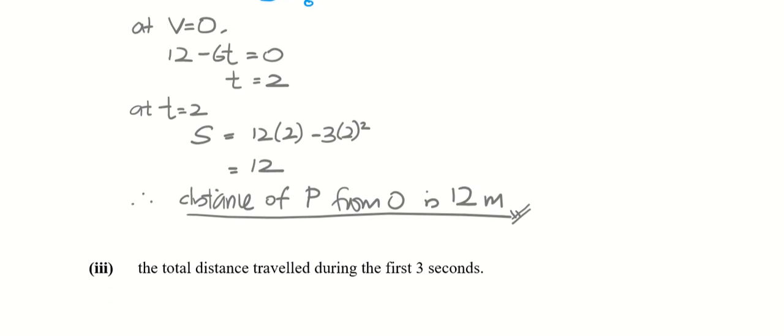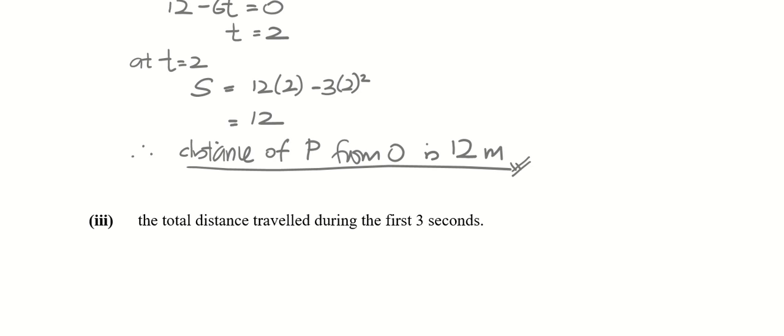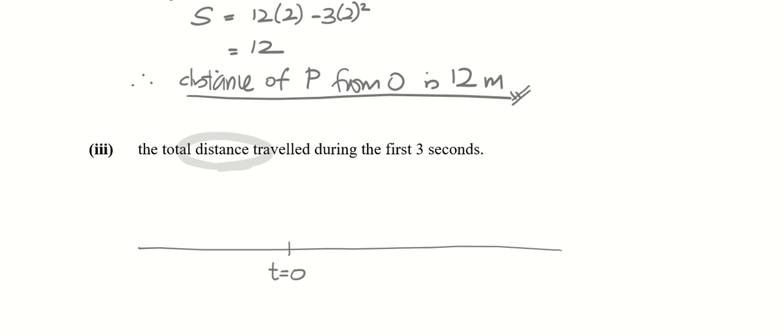Now comes the interesting part: the total distance traveled during the first 3 seconds. So you know what happened at t equals 2, but we do not know the displacement at t equals 3. This is what I want you to practice: every time you see the word distance, you begin to draw a sketch. What does the sketch consist of? The initial part, when t equals 0 seconds, s equals 0 meters.